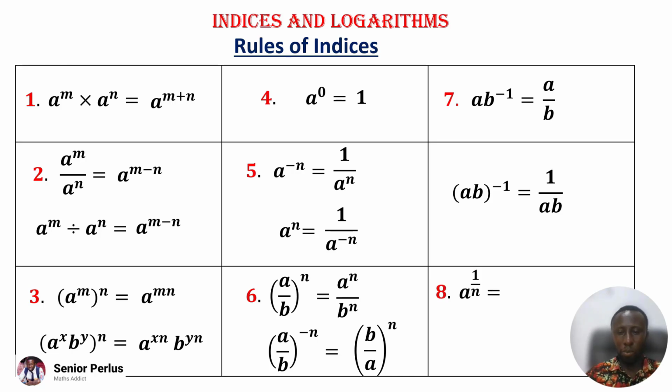Then we talk about the roots. That's the n root of a, and we talk about a to the power m on n, and that one is the n root of a, all to the power m. So these are the rules under indices which we're supposed to know. These are just the basic things that you have to know. Please try to understand these rules so that things will be easier for me and you.